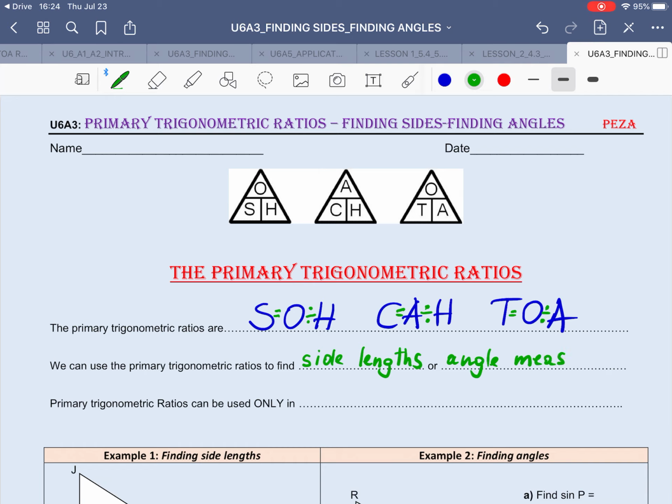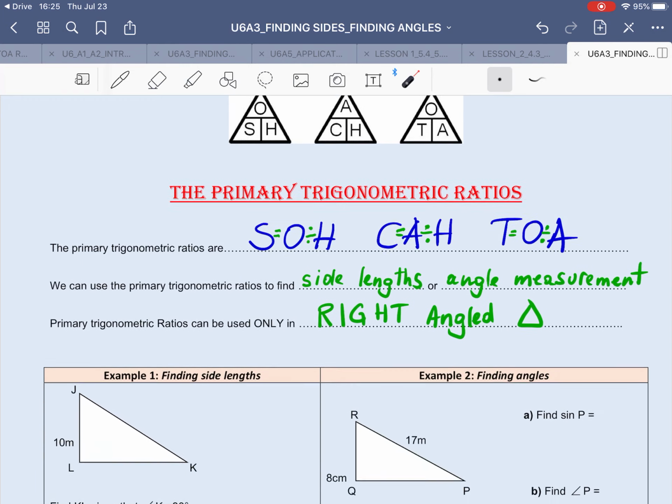Remember, though, that primary trig ratios, or SOHCAHTOA, can only be used in only one type of triangle, the right-angled triangles. Now, you can look at it this way. Let's take a look at the formula itself. SOH suggests that we need to find the sine as opposite over hypotenuse. Hypotenuse exists only in right-angled triangles. So if you were given a non-right-angled triangle, we wouldn't even be able to locate the hypotenuse, okay? Because there wouldn't be any.